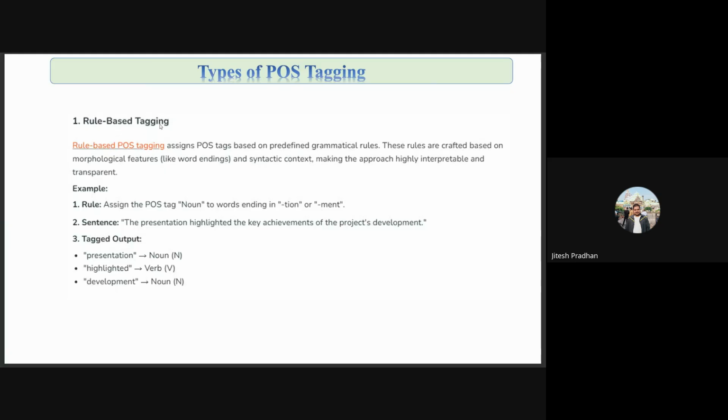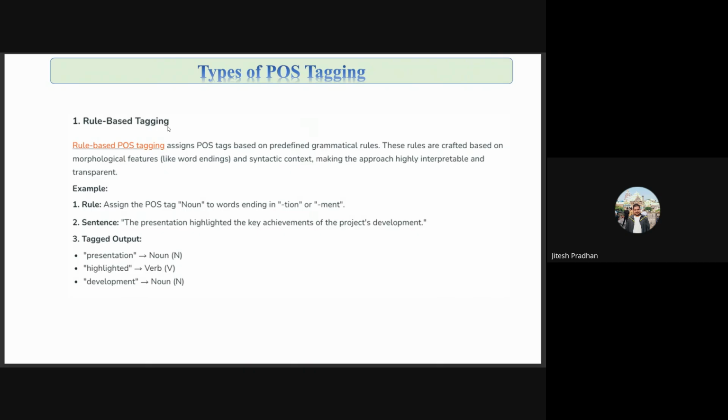Now there are different POS tagging schemes. One is known as rule-based tagging, another is known as statistical tagging, and another is known as hybrid tagging, or in some cases machine learning tagging is also there. So the first one is rule-based tagging. What is rule-based tagging?